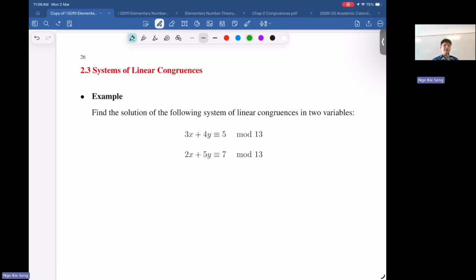So let's play a bit. Let's do some motivating examples here. Let's play around with this system of linear congruences in two variables.